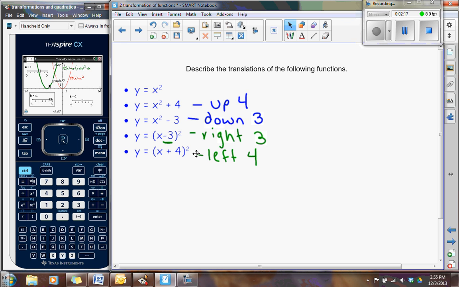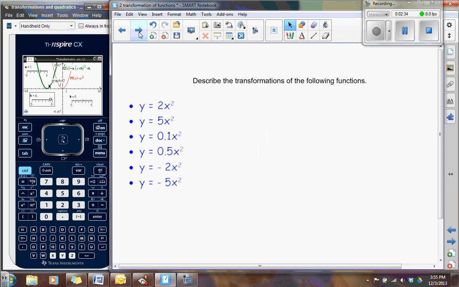So based on that, we should be able to draw some conclusions. So k is going to move our function up or down, and h, the variable inside the brackets, is going to move our function left or right. And we'll summarize those in the next slide after this one. So we're going to look at these transformations. Transformation just refers to change, to transform the graph.